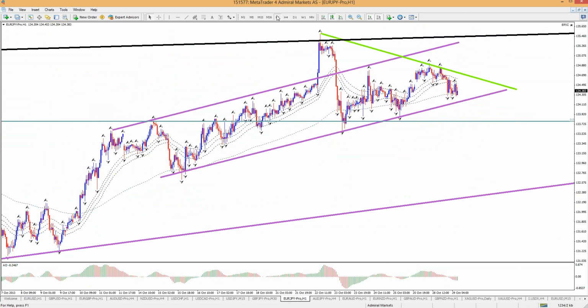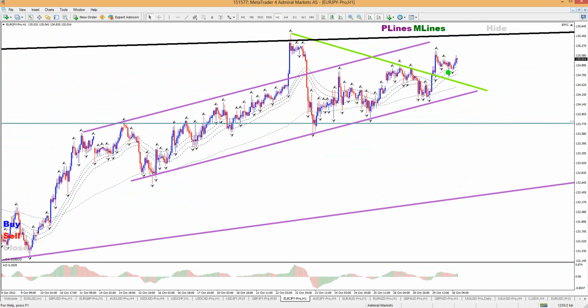I was also looking at the euro yen this morning, and I took a 382 fib bounce right here.